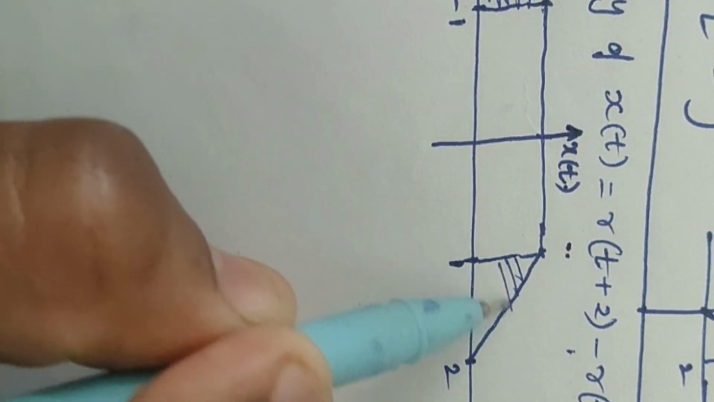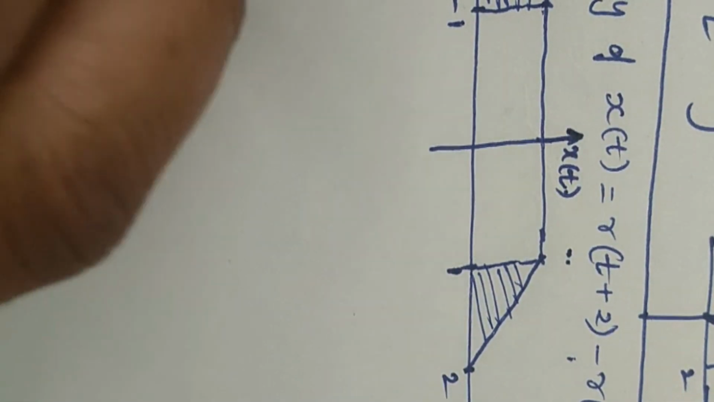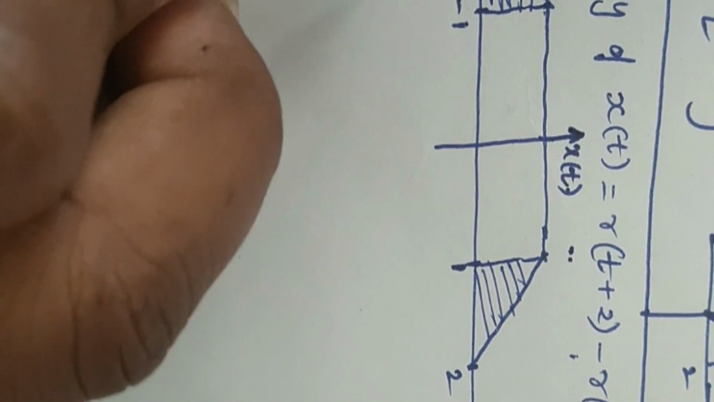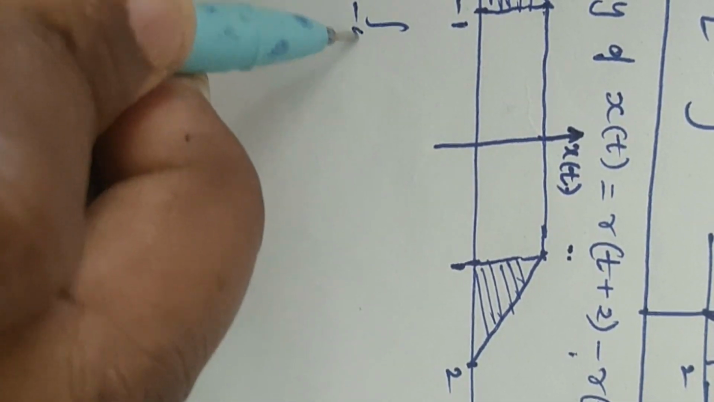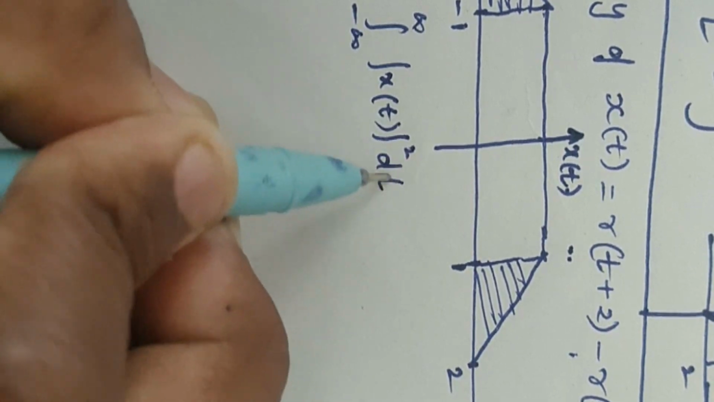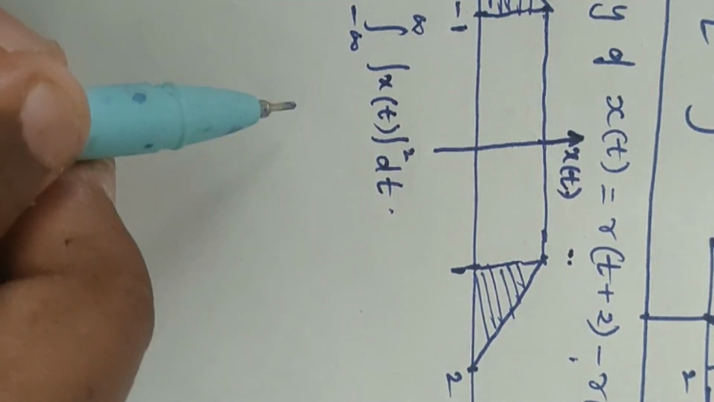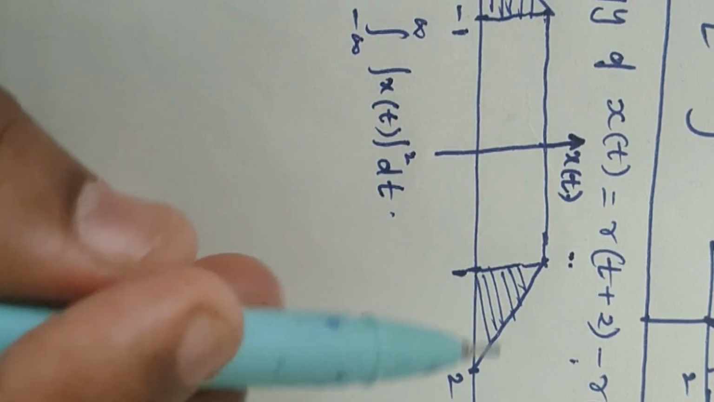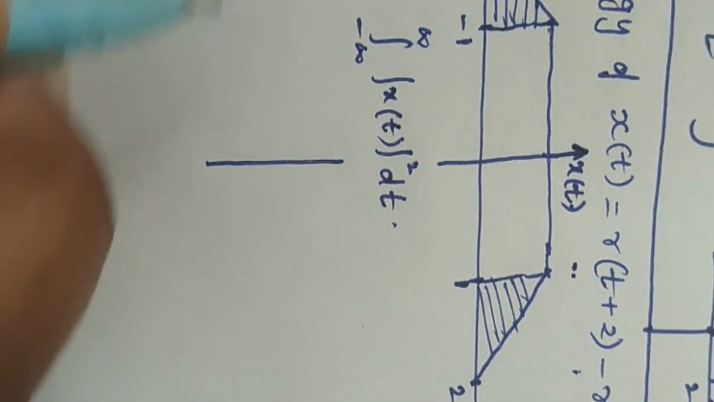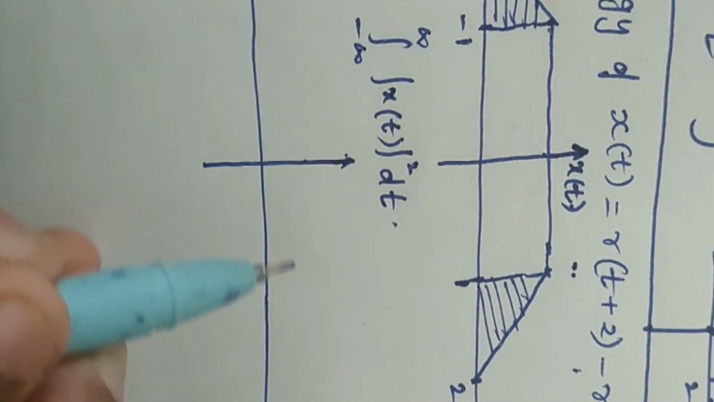In this graph you can find this is one triangle and this is the second triangle. So here he is asking to find the energy of the signal x of t. Energy can be written as the integral from minus infinity to infinity of x of t whole square into dt, right? Here he has given 2 triangles and 1 rectangle. You can use the trick of shifting this triangle to the right side.